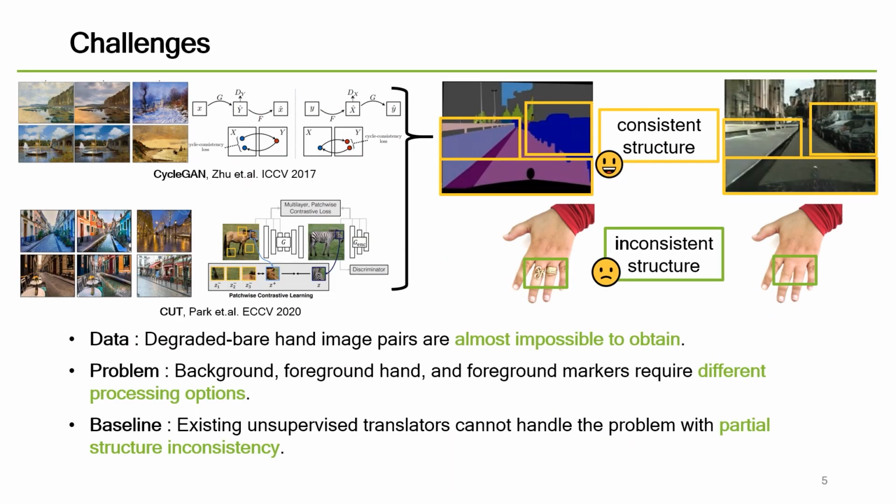The challenges of this task mainly come from three aspects. First, since degraded to bare data pairs are hard to obtain, this translator cannot be trained using a fully supervised paradigm. Second, in our task, pixel processing varies across semantics. The background and hand foreground in the image need to be thoroughly preserved, and the marker regions need to be replaced by bare hand skin. Based on the above two points, the existing unsupervised translator training cannot handle the problem of the source and target images that contain partial structural inconsistencies.